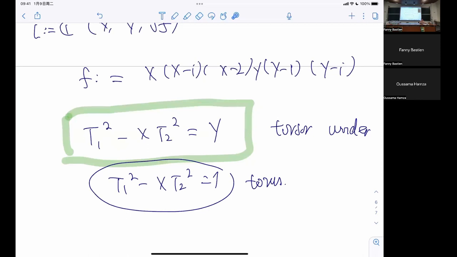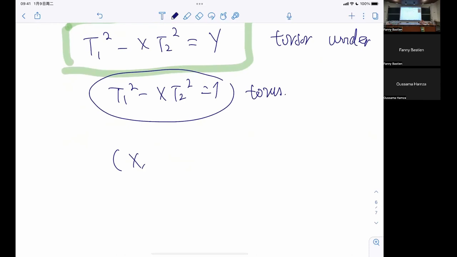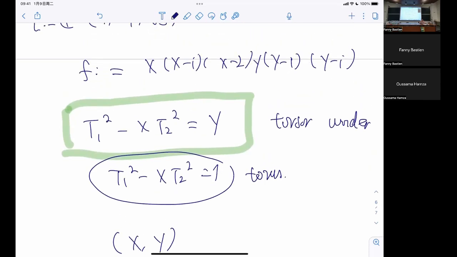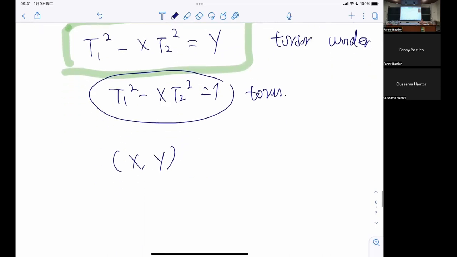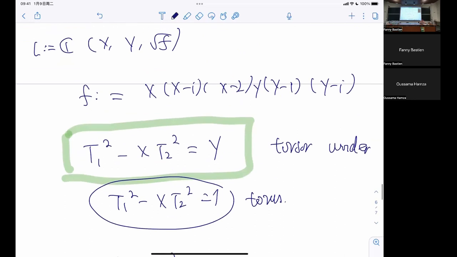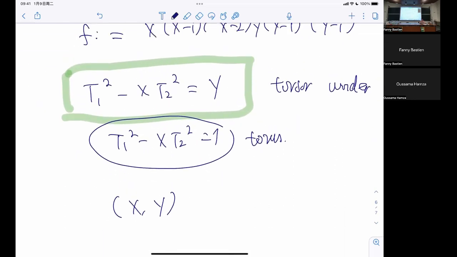And actually this essentially comes from the fact that the symbol {X, Y} is unramified. It's unramified, and then we can show that it is trivial in all of the local fields, but it is not trivial over L. And so this would give a counterexample to the local-global principle.